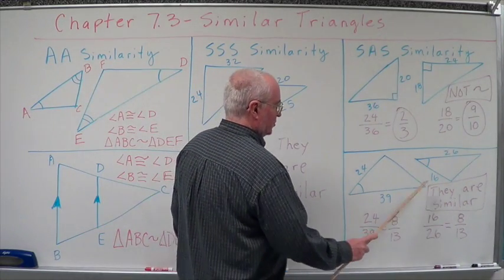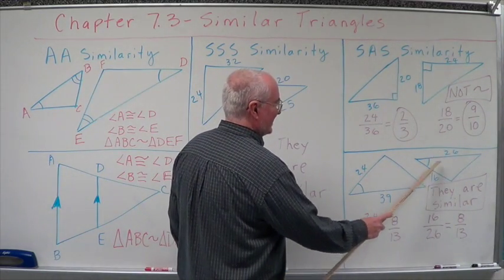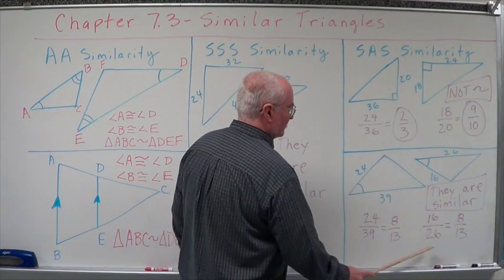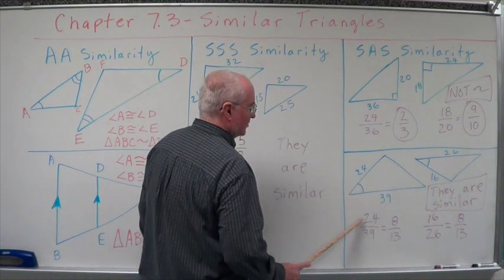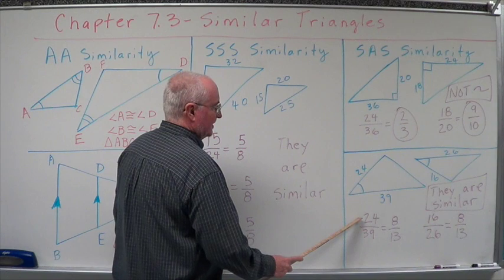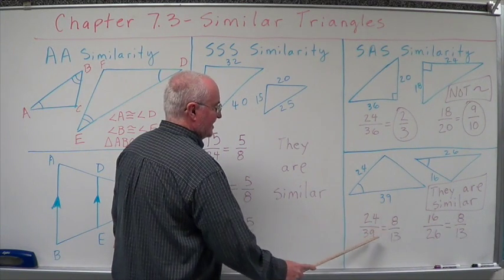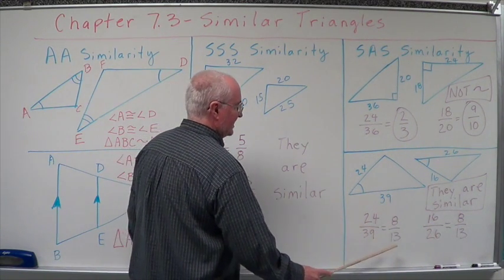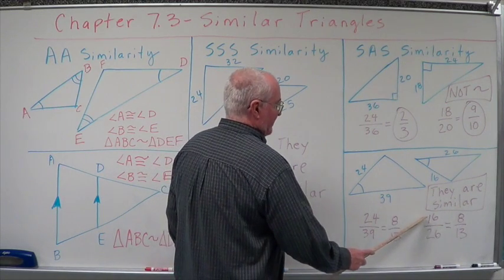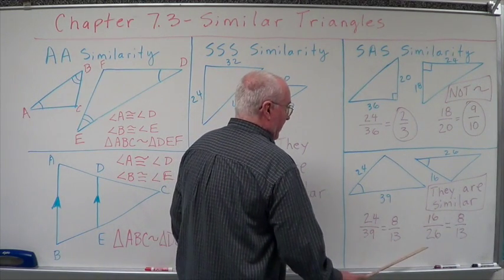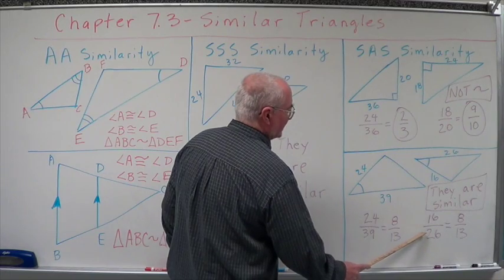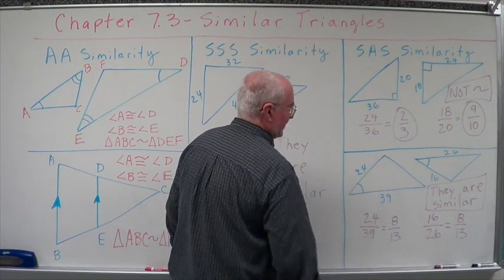Okay? Short side to long side, 16 is to 26. Take 2's out of here, we took 3's out of this one. 24 divided by 3 is 8. 39 divided by 3 is 13. 16 divided by 2 is 8. 26 divided by 2 is 13.